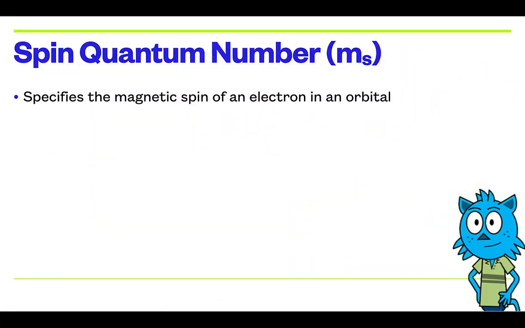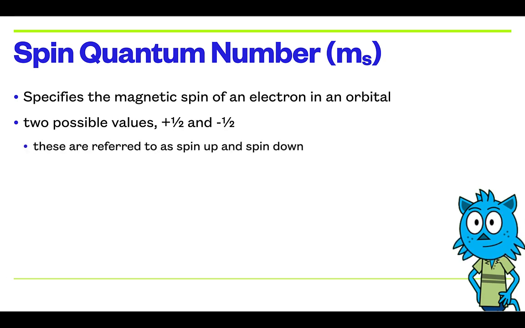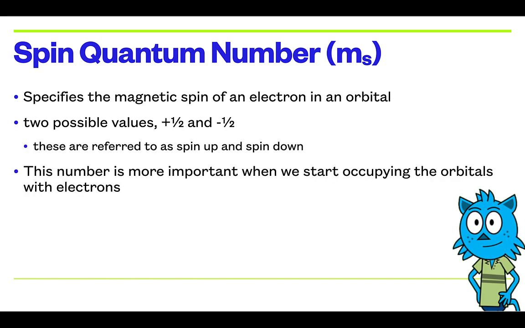Our last quantum number is the spin quantum number, m sub s. This specifies the magnetic spin of an electron when it's in an orbital. It has 2 possible values only, plus 1/2 and minus 1/2. And we refer to that as spin up and spin down. This number is much more important when we start occupying the orbitals with electrons, and we don't even use the plus 1/2 and minus 1/2 in this class. That's just what they are. But we do think about the idea of being spin up and spin down.